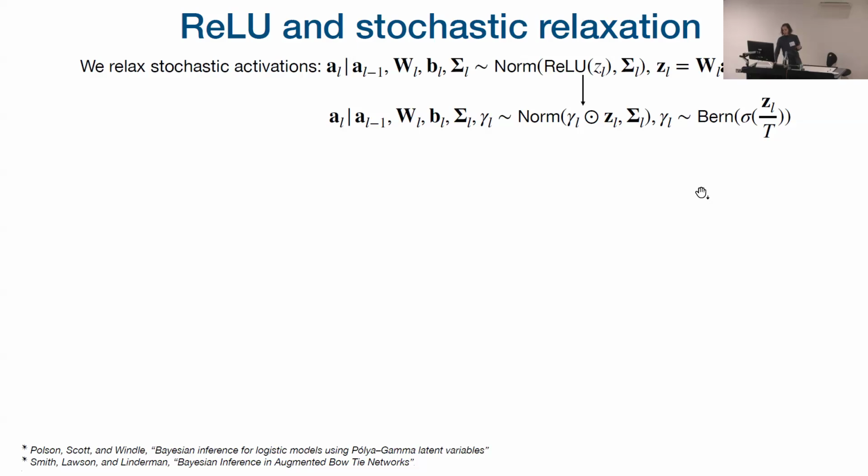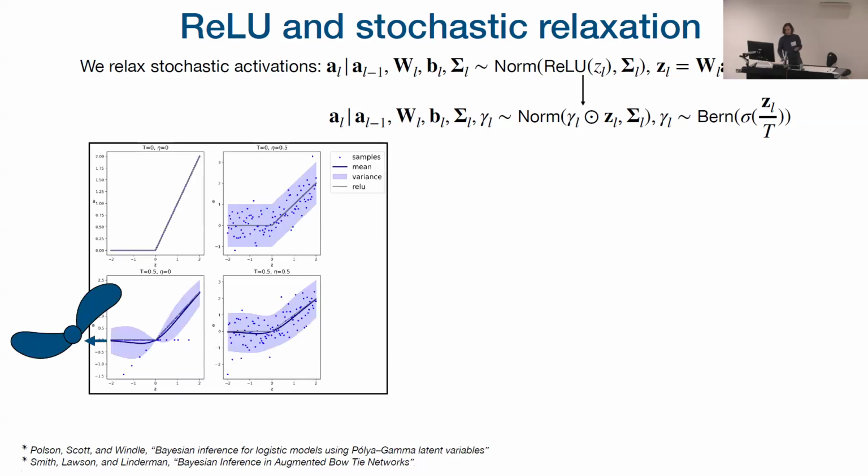When we look at the conditional density, if the temperature parameter varies from 0 to 1, if it's 0, we just recover ReLU. But if it's not 0, then the density somewhat resembles a bow tie. You kind of have to stare at this picture to see a bow tie here, but that's the name which came from Smith, Lawson, and Linderman. So questions to them, but I kind of try to visualize this.